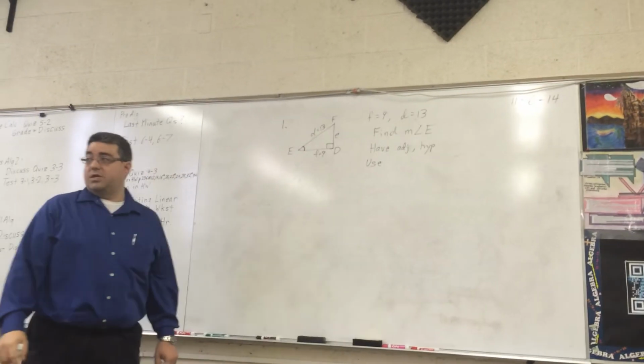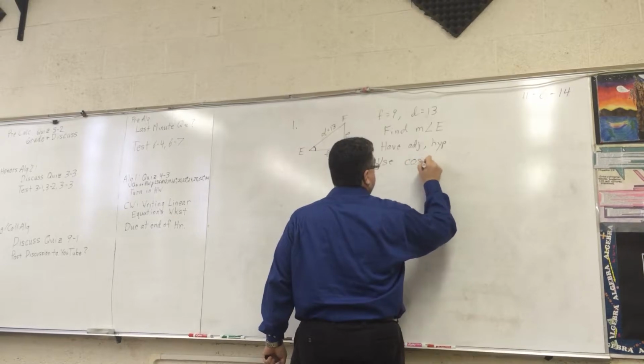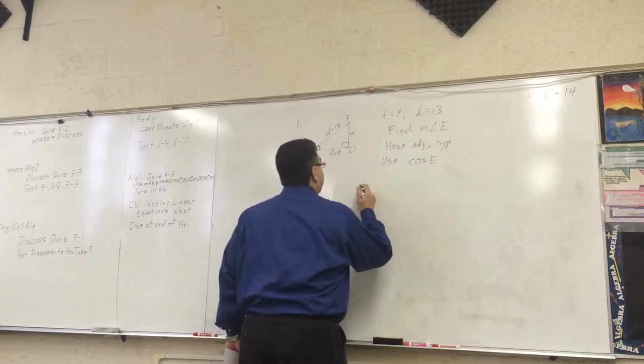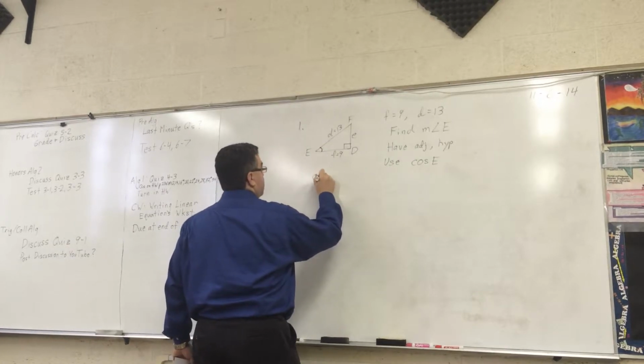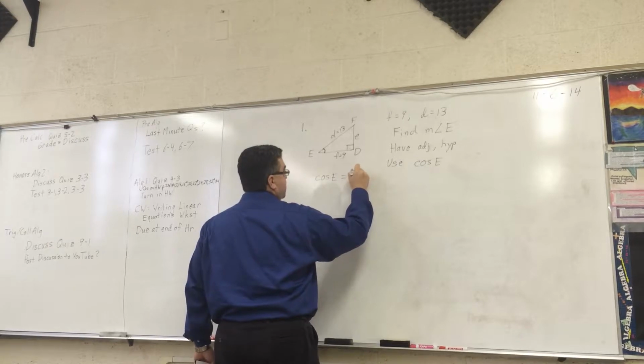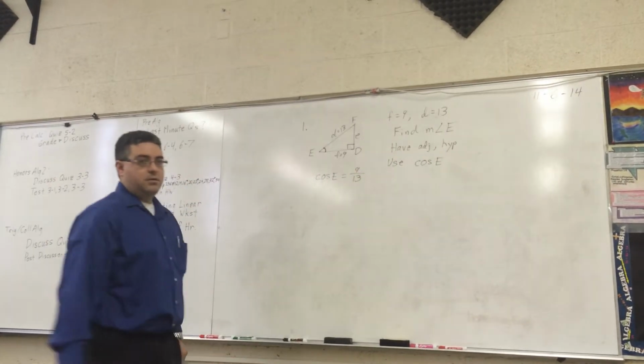Cosine, right? So I'm going to use cosine of the angle E. So then my setup will be that the cosine of E equals the adjacent side, which is 9, over the hypotenuse, which is 13.